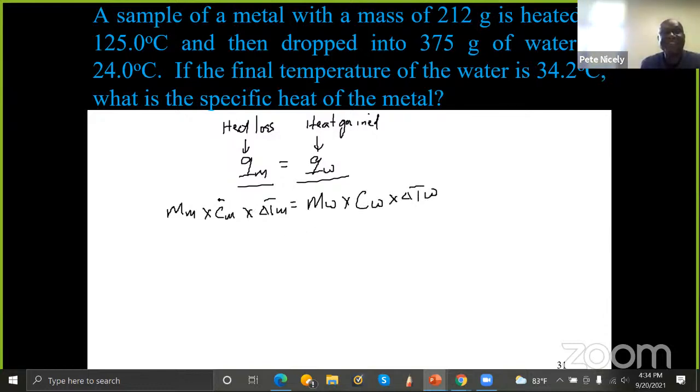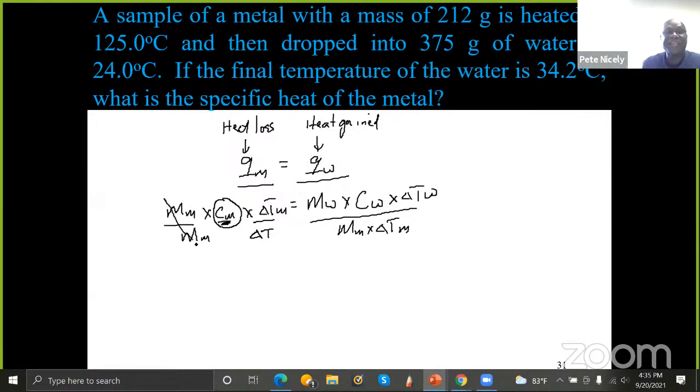Now, what the question is asking for is the specific heat of the metal. So again, we have to do some algebra to isolate this on the left side. And you should know from your previous math experience that to get rid of this and this, we have to divide both sides by the mass of the metal times delta Tm.